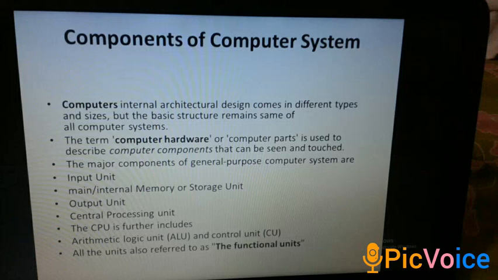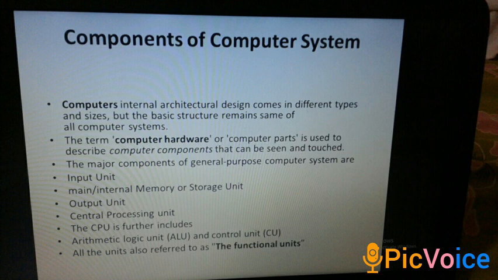Students, we are going to see components of computer system. Computers' internal architecture design comes in different types and sizes, but the basic structure remains the same for all computer systems. The term computer hardware or computer part is used to describe computer components.